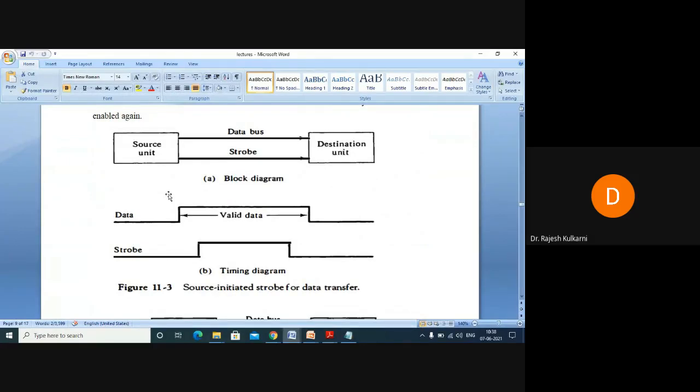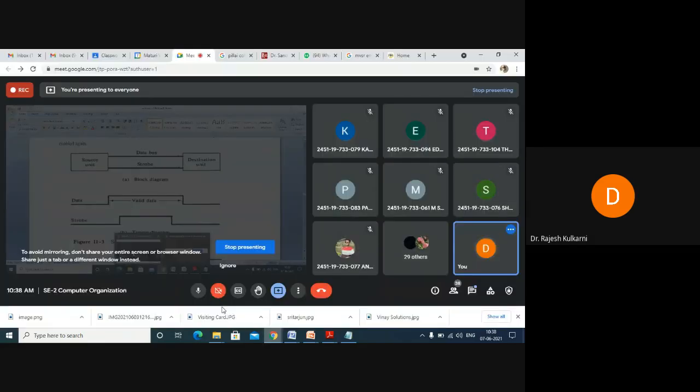Let us all take some seconds to absorb this diagram, and whosoever wants to explain can explain. After that, anyways, I am going to explain this diagram. Okay. Take a few seconds to read this.